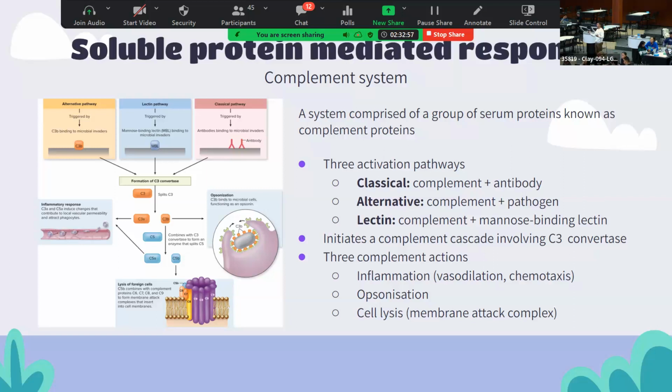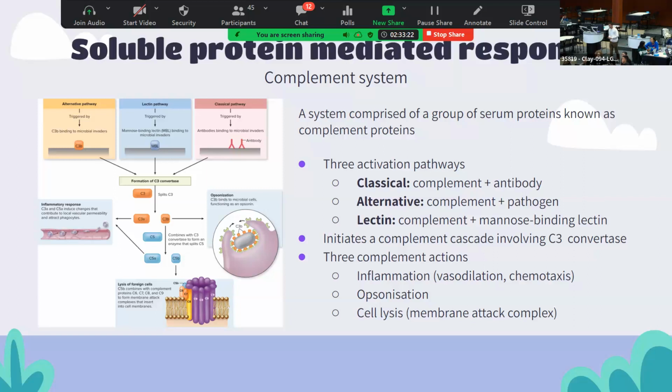And the general gist, you don't have to remember every single molecule, is that once it's initiated by those three pathways, it eventually leads to the creation of C3 convertase. And then that C3 convertase leads to the three different responses, which is either inflammation, opsonization, or cell lysis. And that's through the membrane attack complex.